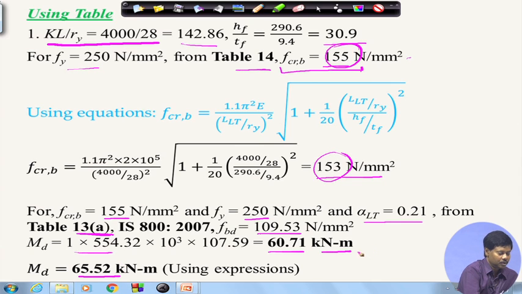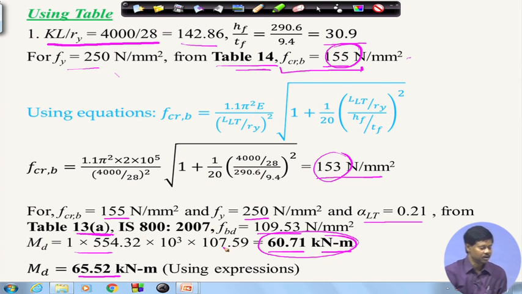So, in place of using all those expressions, we can simply use table 13 and table 14. Then we can find out the value of MD. So, very quickly we can find out the value of MD using table 13 and table 14, right. Okay.